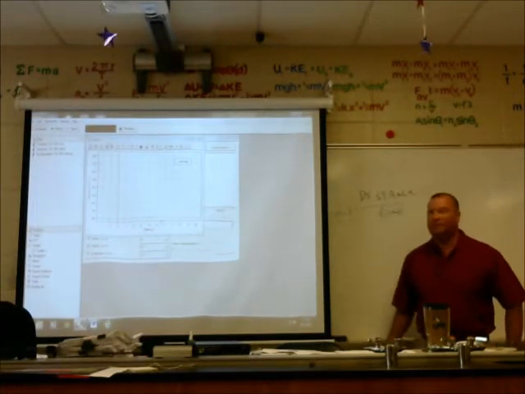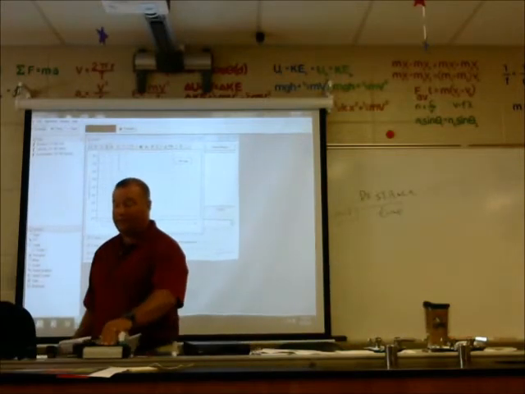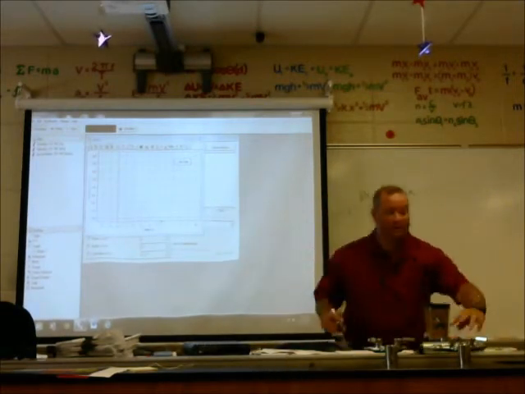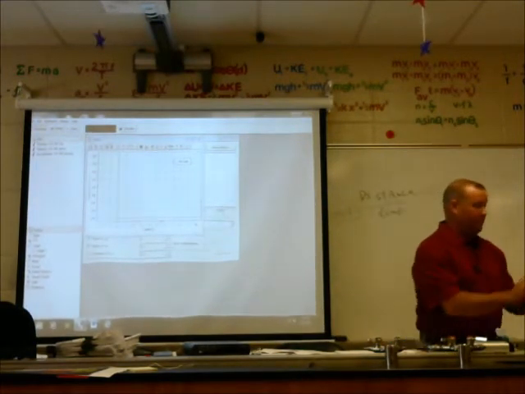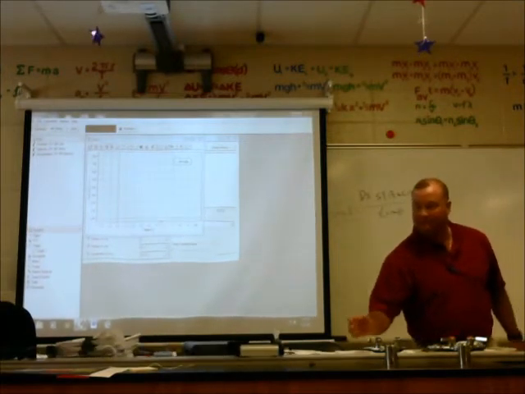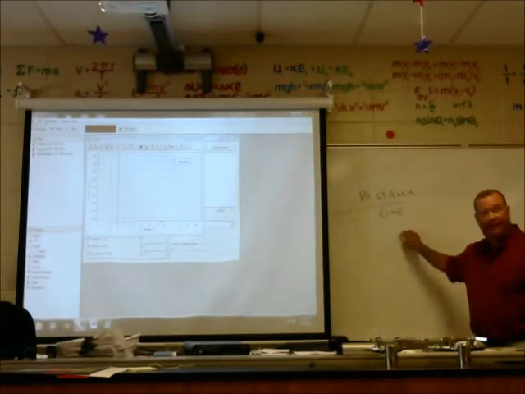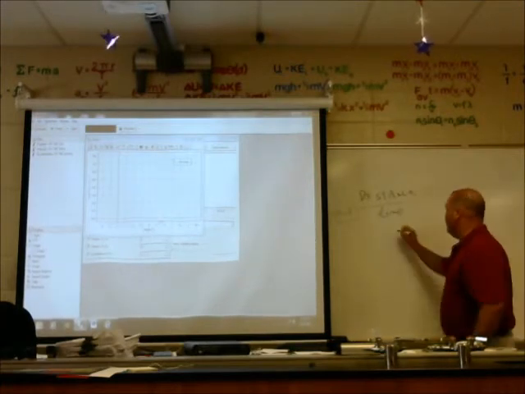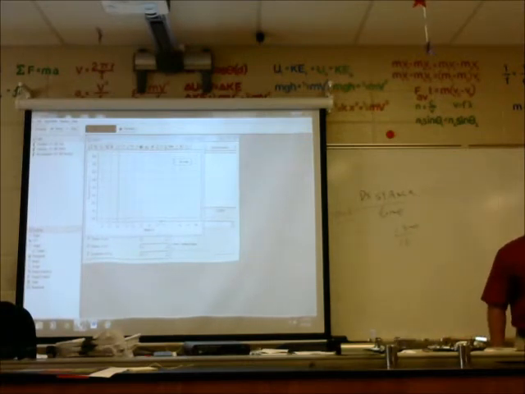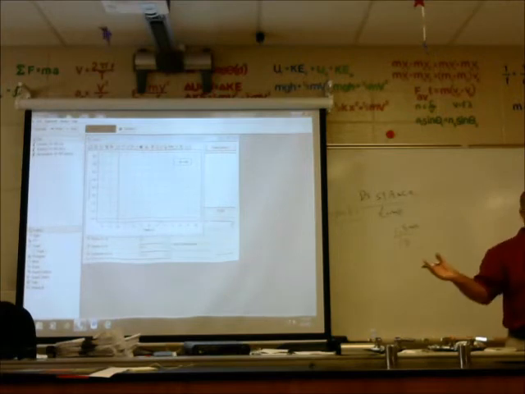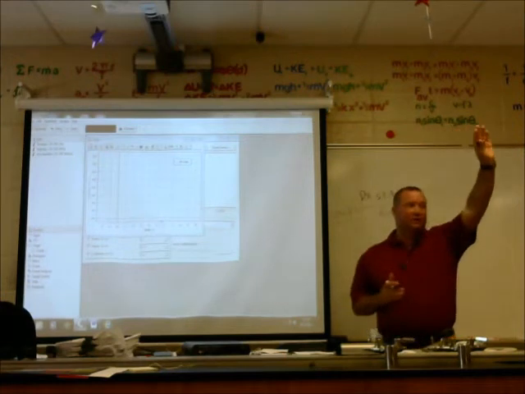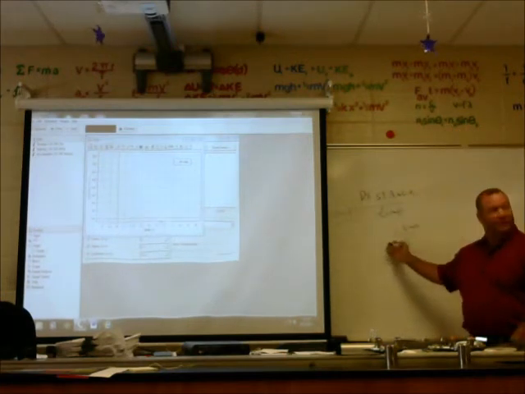If the cart moves from here 1.5 meters that way in 1 second, or if it moves 1.5 meters from here that way in the same amount of time, is there a difference in the speed? If it goes 1.5 meters in 1 second, is there a difference in the speed? It's going left or right. Everybody agrees, yes, there is? No, there's not. There's not with speed, right?